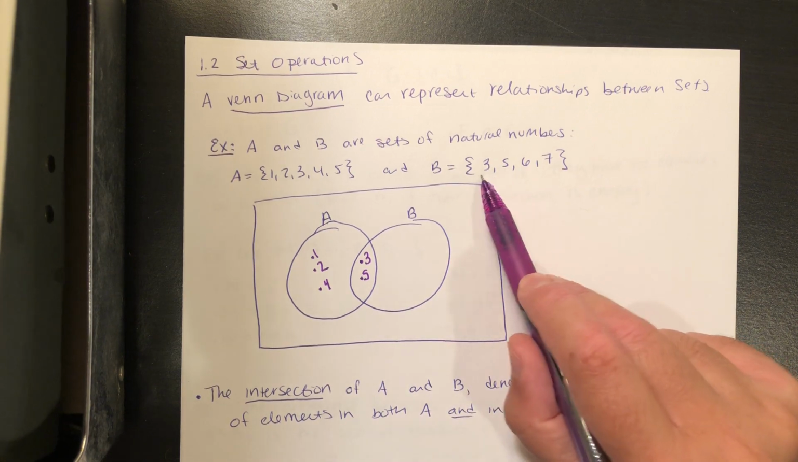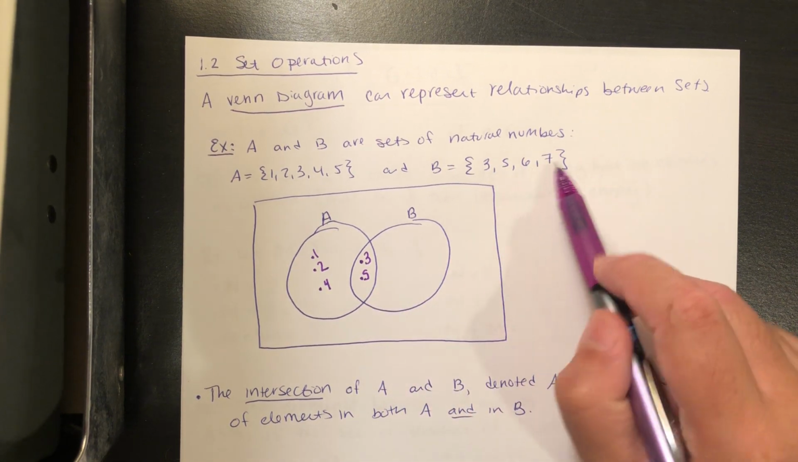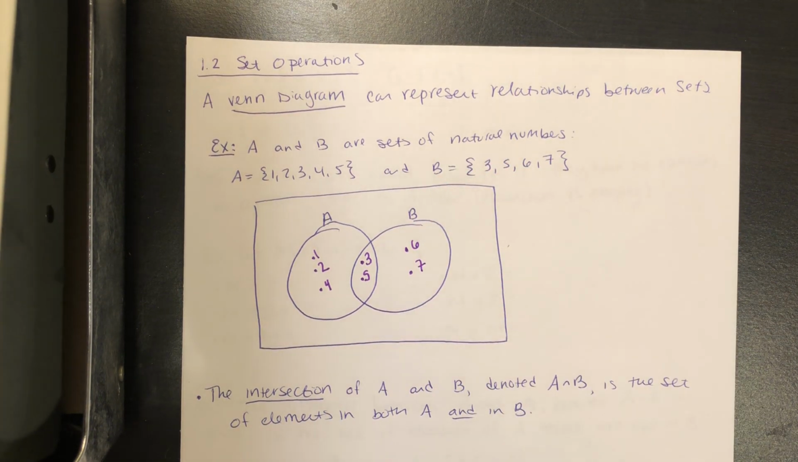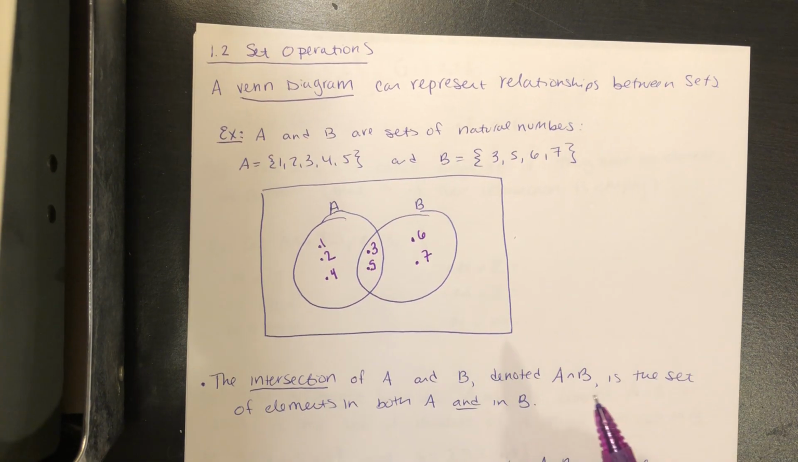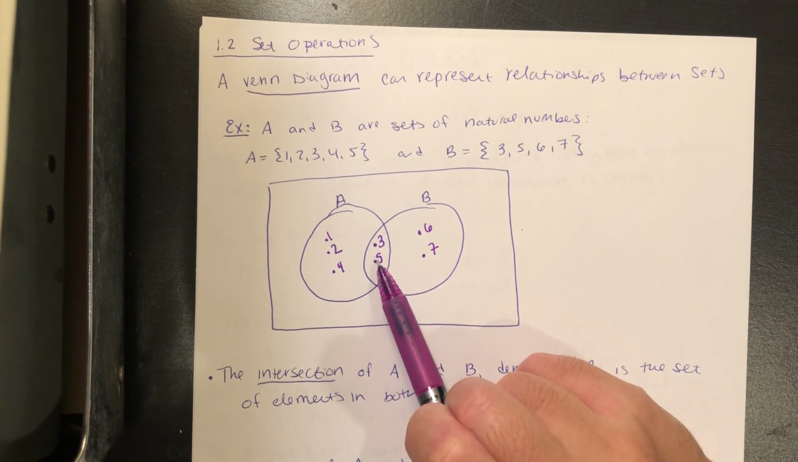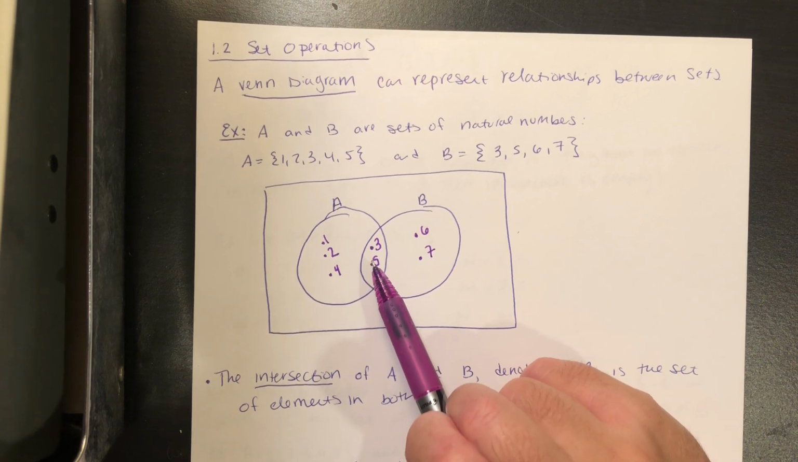Now B, we have 3 and 5 in there already, and then 6 and 7, which are in B but not in A. So I'll put those over here, 6 and 7. All right, now just one thing that I want to point out quickly. I put little dots next to them to represent that we're actually talking about specific elements of these sets.